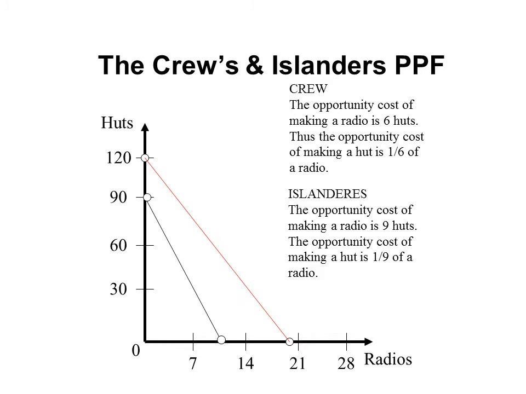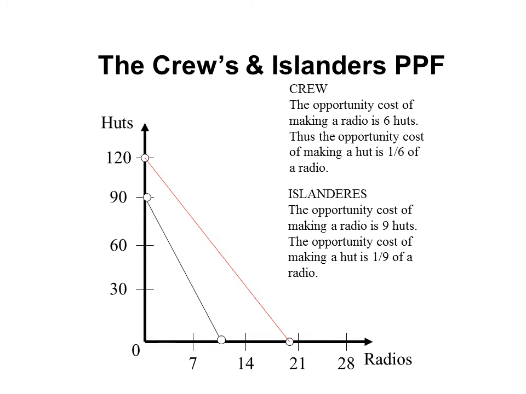The last thing we know is that the 2 nations will now specialize in producing the product in which they enjoy the comparative advantage and trade for the other product. Therefore, the crew will not make any huts. They'll just make radios and trade for huts. The islanders will not make any radios. They'll just simply make huts and trade for radios.